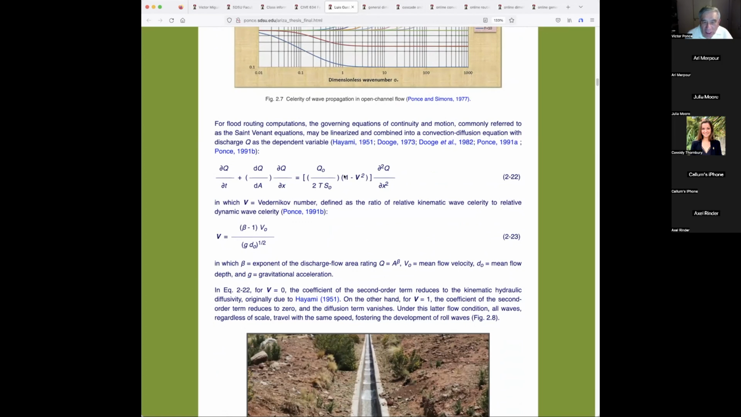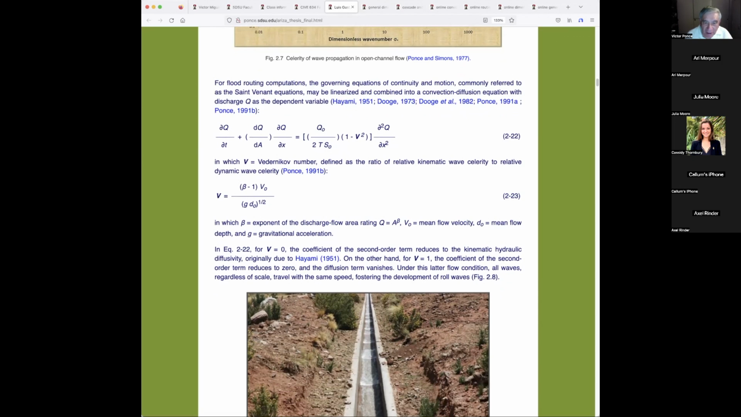developed this equation without the V squared, just with the Q naught over T. And then we added the V squared later. Actually, it was Dooge in '73 and in '82 that added another component. And of course, in true good researcher fashion, they never completed the work. And then I came in 1991 and completed the work and expressed the whole thing in terms of the Vedernikov number. Uncovered the Vedernikov number, not discovered it. Uncovered from oblivion, I guess you could say.